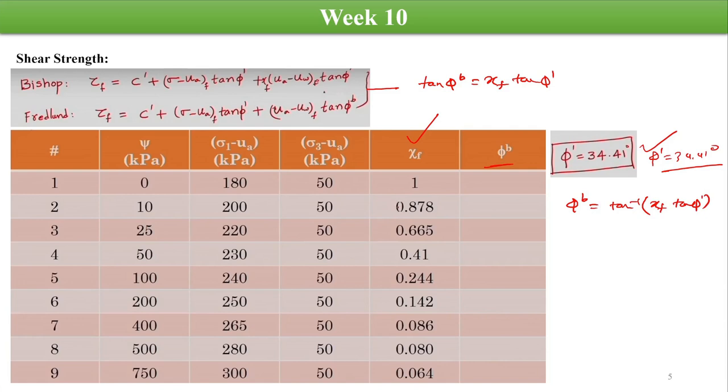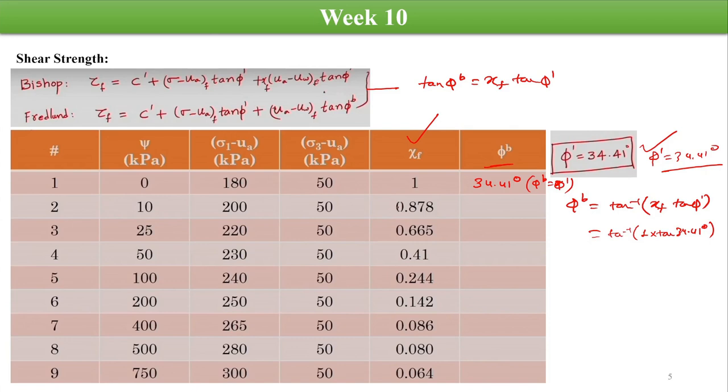So let's calculate it for all the test results. For the first one, we will get tan inverse of xi f, which is 1, times tan 34.41 degrees. That will be nothing but 34.41 degrees, right? Tan inverse tan of 34.41. So here phi b will be equal to phi dash.